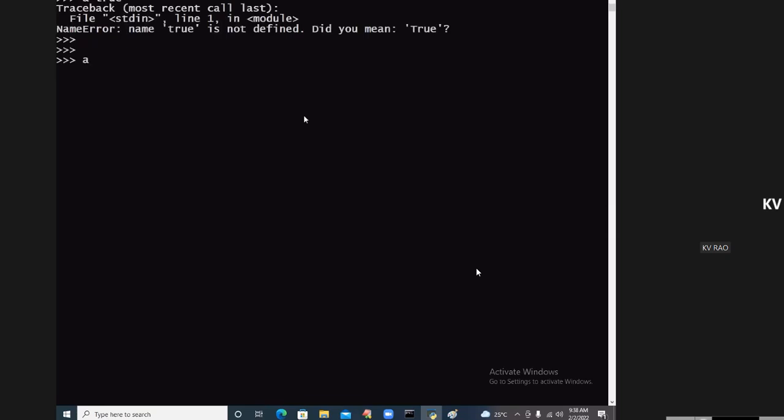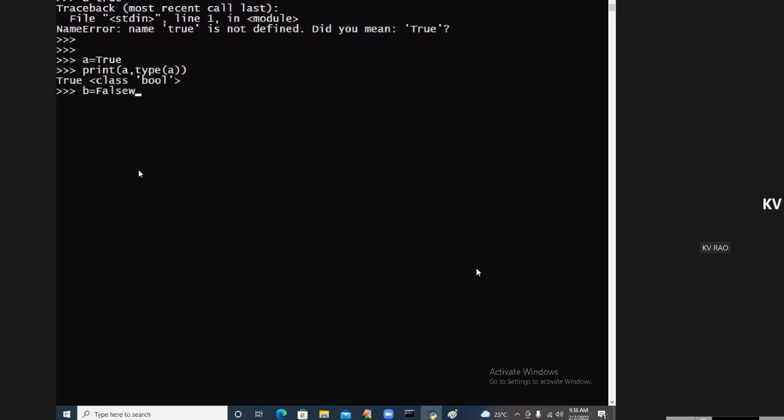Now I'm going to say A is equal to True. I'm writing True with a capital T. Now you see, print of A comma type of A. See that True has what type? Bool. So True is the value of bool data type and A is an object of bool type.